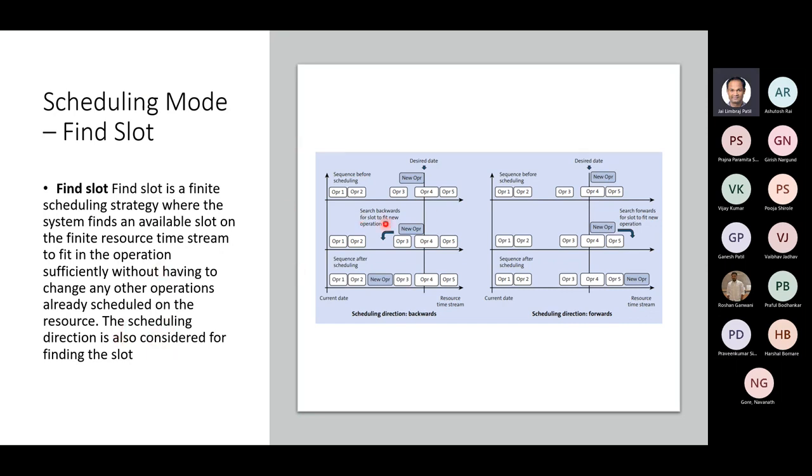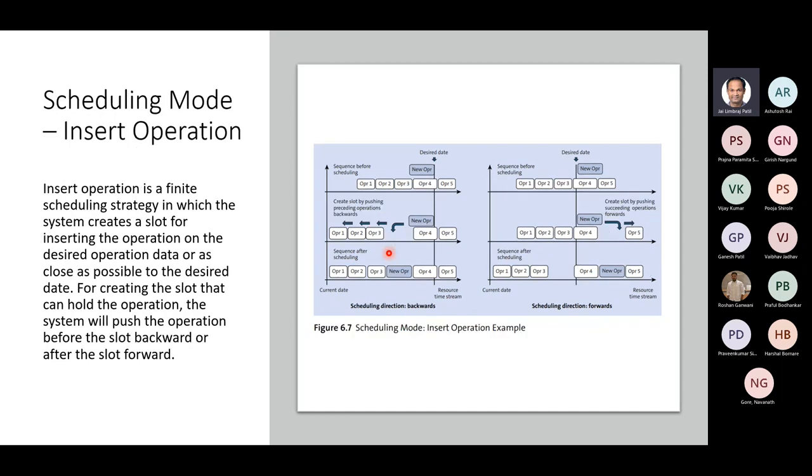Find slot is clear. It just needs to find a place, backward or forward, where the entire operation can be put. The second one is insert operation. So here what is happening? This is the previous situation. So my operation is overlapping with operation 4 here, and this is the desired date.